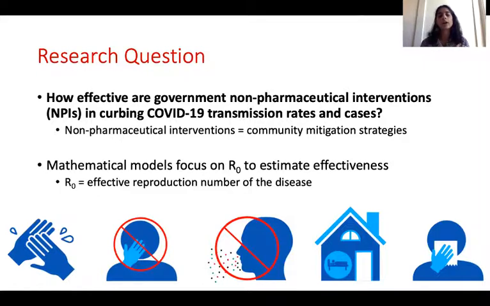And the two studies I'll be looking at have two different mathematical models that both focus on R0 to estimate the effectiveness of NPIs. And R0 is the effective reproduction number of the disease, which I'll talk about in the next slide.